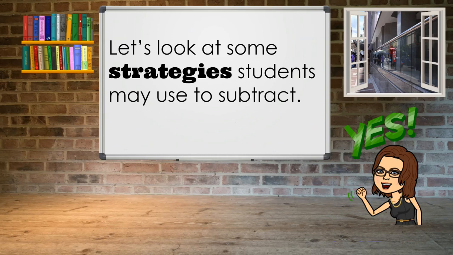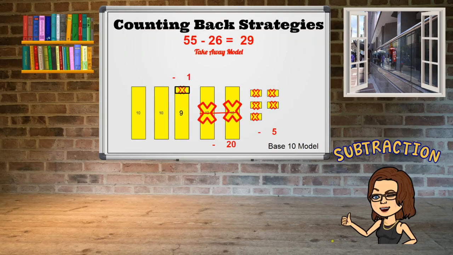Let's look at some strategies students may use to subtract. Counting back strategies. This is a base 10 model. The student drew the minuend, which is the first number, 55. They removed or marked out the subtrahend, which is 26, and they were left with the difference, which is 29.